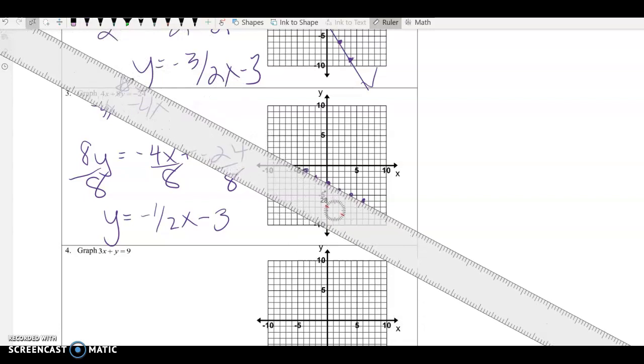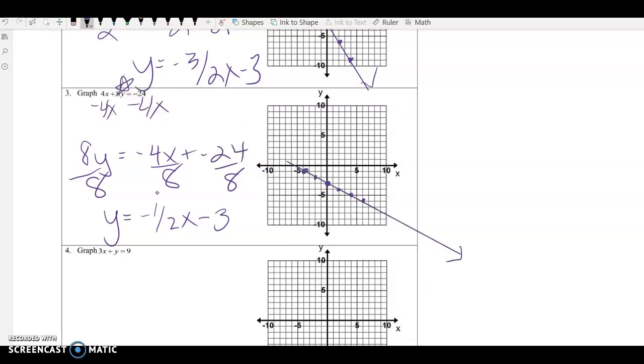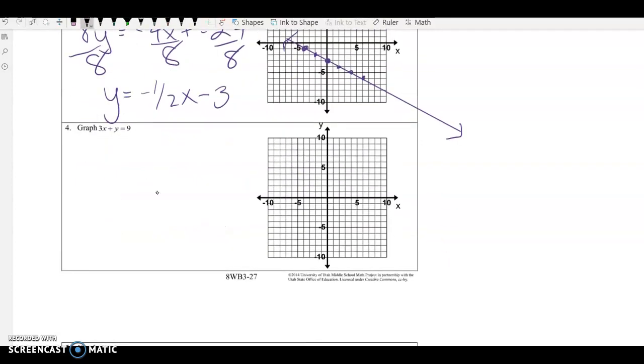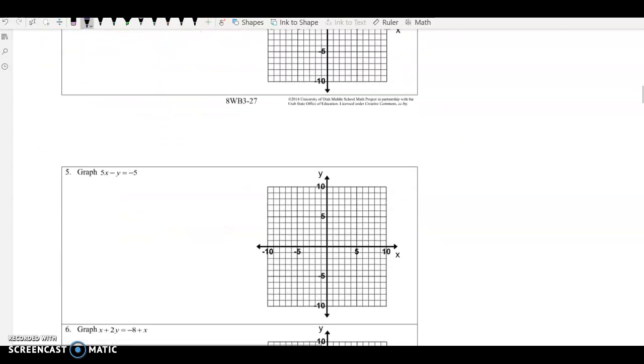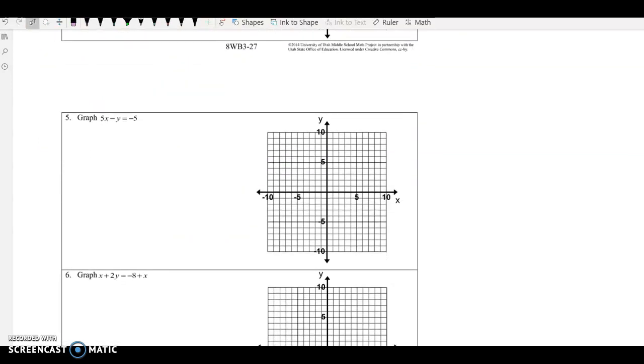We're going to connect our dots and draw arrows in to show that that line goes on forever. I'm going to have you guys try number 4, and I'll come in on number 5.